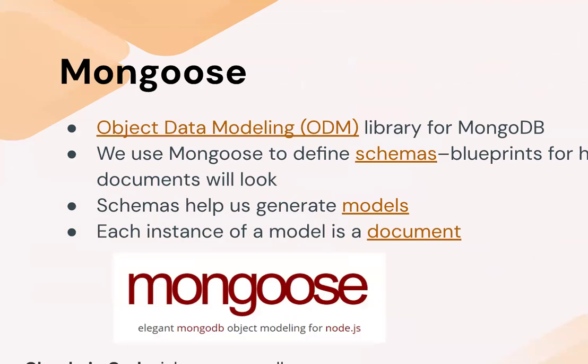Okay, so moving on. Mongoose is a library that we're going to be using that works in tandem with MongoDB. It is what we call an object data modeling library. In normal MongoDB, there's no imposed structure on each of the documents as it is a NoSQL database type. So we use Mongoose to define schemas, which are blueprints for how each of our documents are going to look. From those schemas, we can generate models, and each instance of a model is a document. You can think about it like a class in Java and how those create objects.